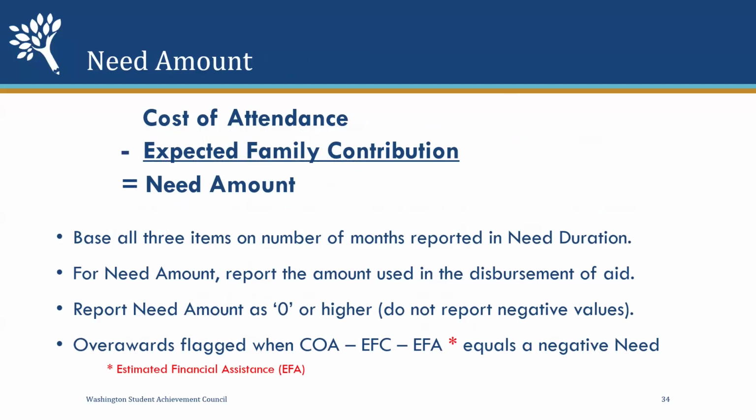Need amount constitutes cost of attendance minus expected family contribution, and that should equal the need amount. We base all three items on the number of months reported in the need duration. For need amount, report the amount used in the disbursement of aid. And need amount is reported as 0 or higher. You do not report a negative value. Over awards will be flagged when the cost of attendance minus EFC minus EFA, or estimated financial assistance, equals a negative need. We did have a number of those issues in 22-23, and I suspect we will have some of those in 23-24. You don't report negative values, and any negative need amount values will be changed to 0.